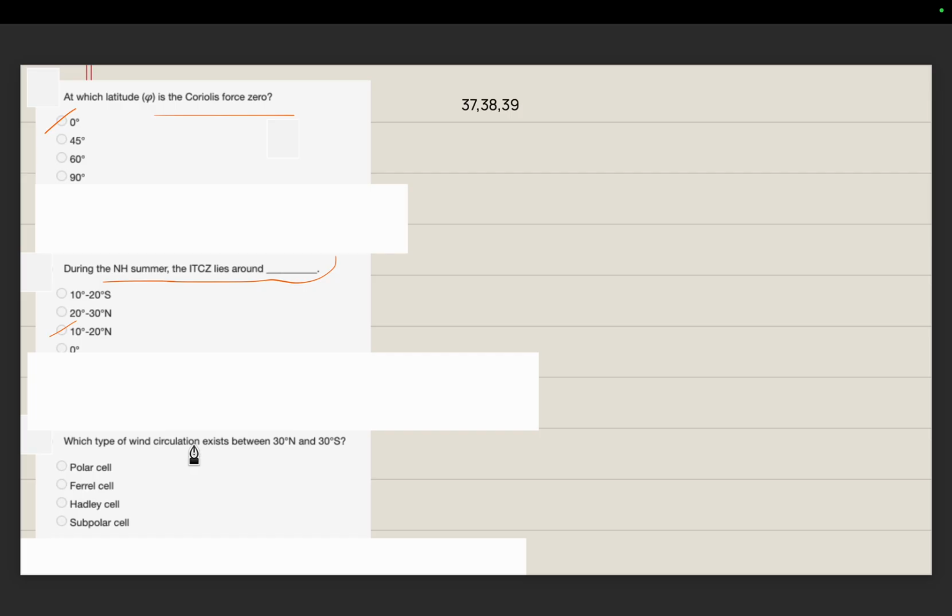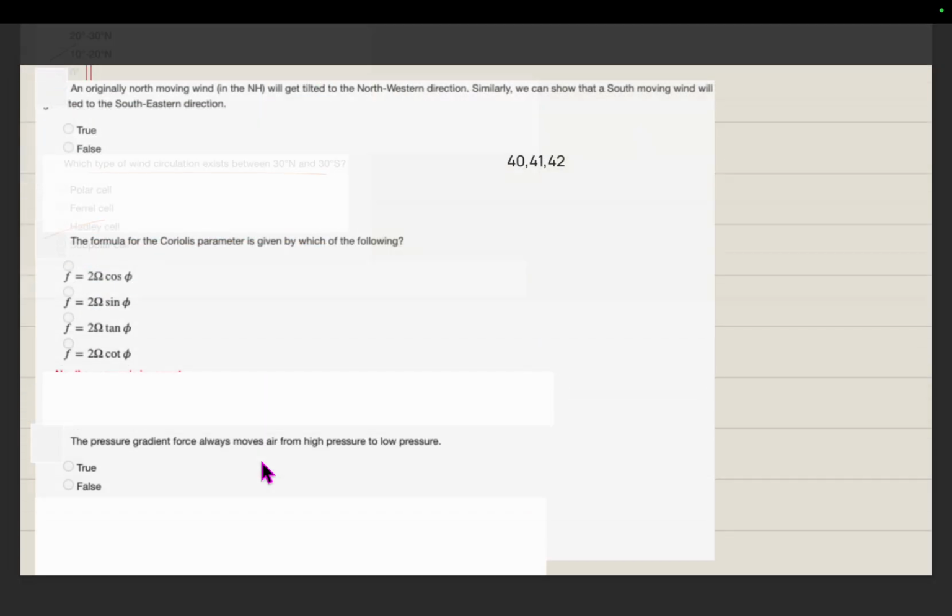Now next is question 39. Which type of wind circulation is found between 30 degree north and 30 degree south? Hadley cell. Yes, this is the Hadley cell, within 30 degree north to 30 degree south.